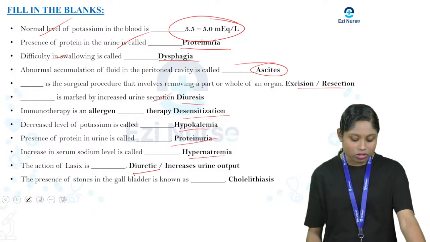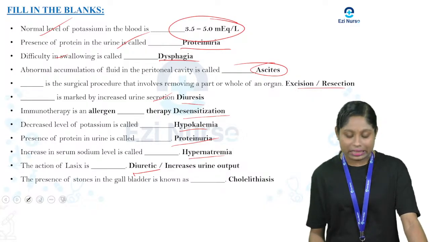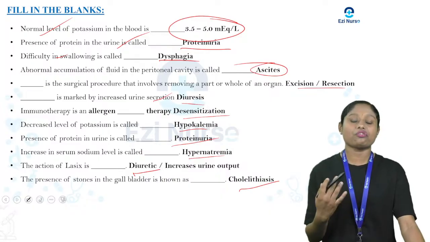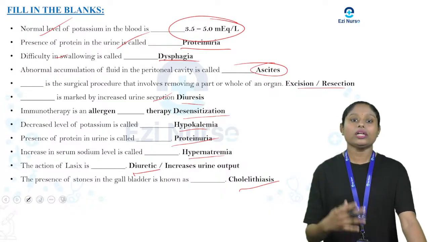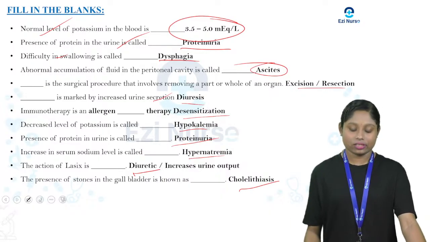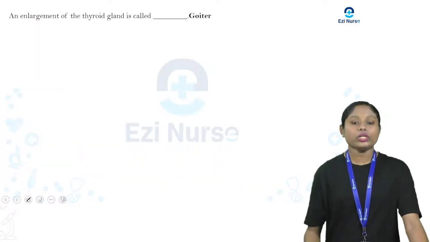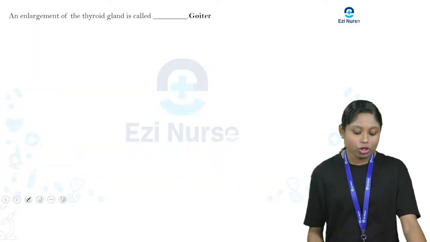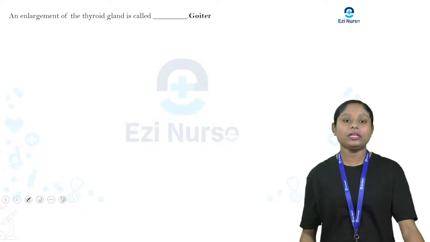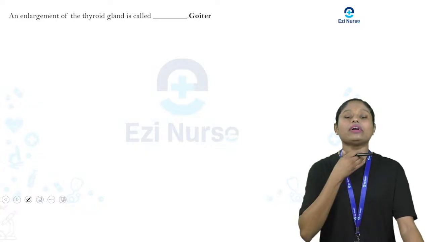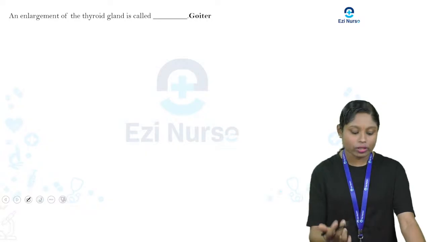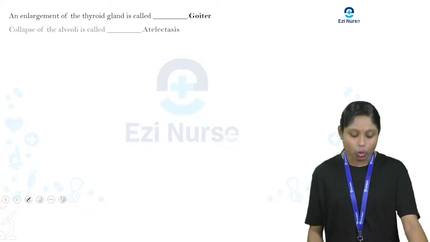The presence of stones in the gallbladder is known as cholelithiasis. So the person who is suffering with gallbladder stones, that is known as cholelithiasis. So next word is an enlargement of thyroid gland. We have already seen the meaning. It is known as goiter, where the neck region has a swelling. So the enlargement of thyroid gland is known as goiter.